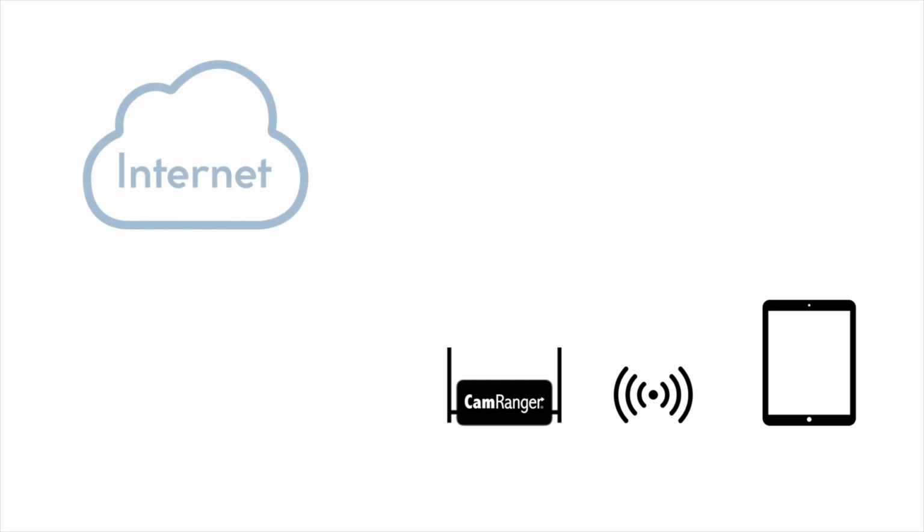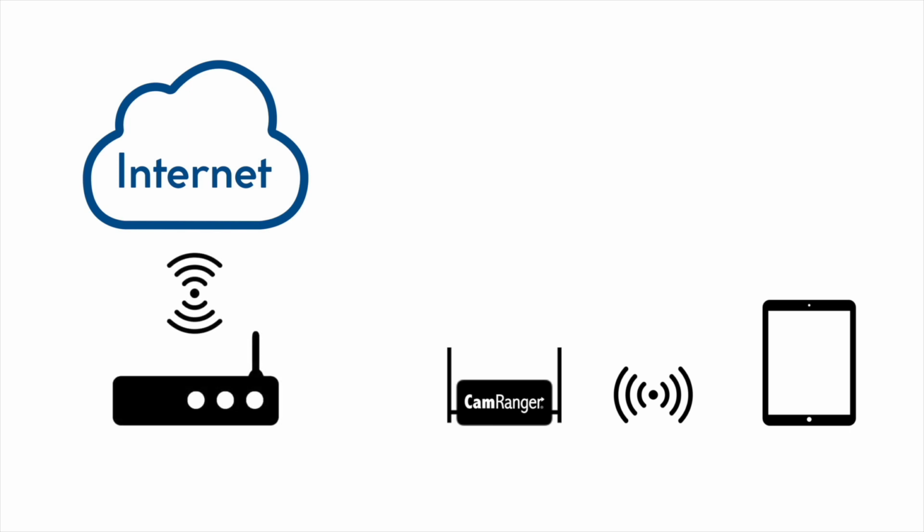Let's say you have an iPad connected to the CamRanger, and you also want to be able to quickly send images to social media. That requires being connected to the internet. So, if you're connected to an existing router with an internet connection, you can both communicate with the CamRanger and the internet to be able to share pictures.